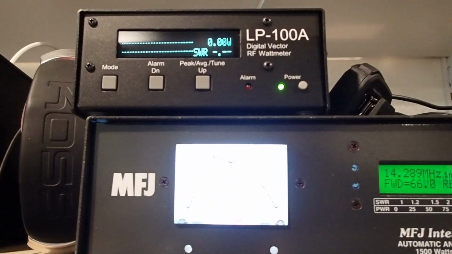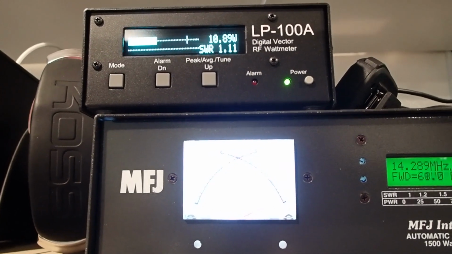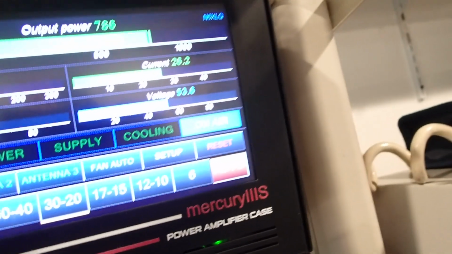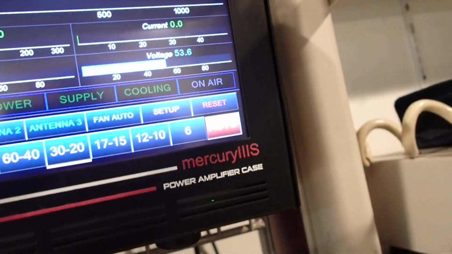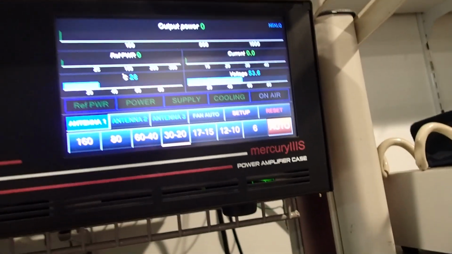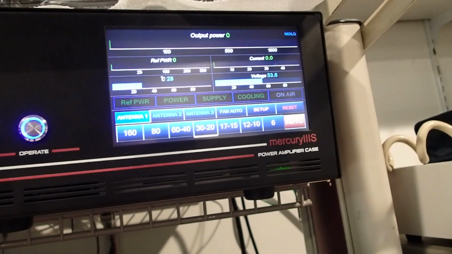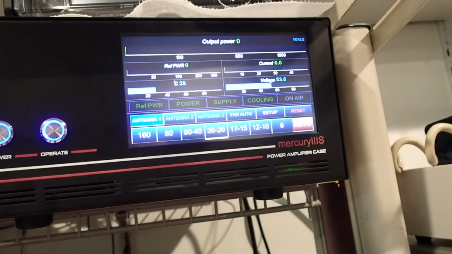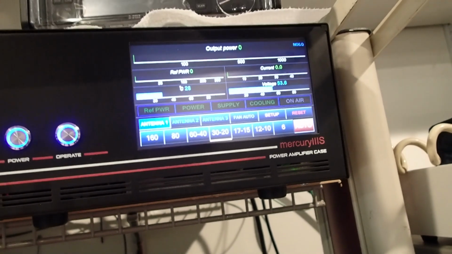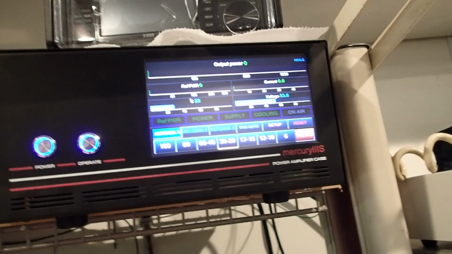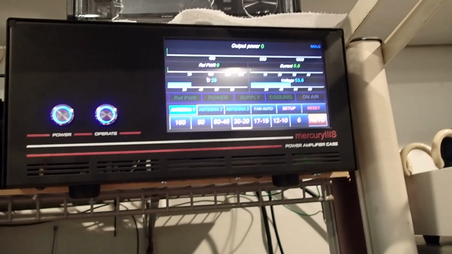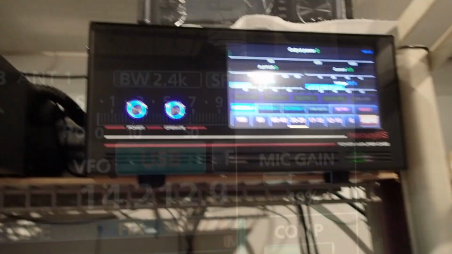And if we look at the excitation power, testing 1, 2, 3, 25 watts. And testing 1, 2, 3, getting about 930 watts out of the Mercury 3S. And it certainly can do a lot more, but I don't want to smoke my dummy load. So this is with the ALC disconnected.